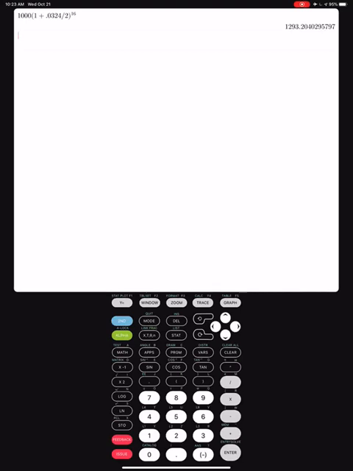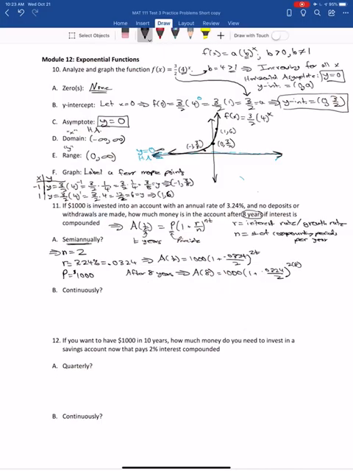So let's go ahead and type that in there. That's approximately $1,293.20. So we'll go to the nearest hundredth. So there it is. The amount of money in 8 years, compounded semi-annually at an interest rate of 3.24%. There's our funding. Now look at Part B.